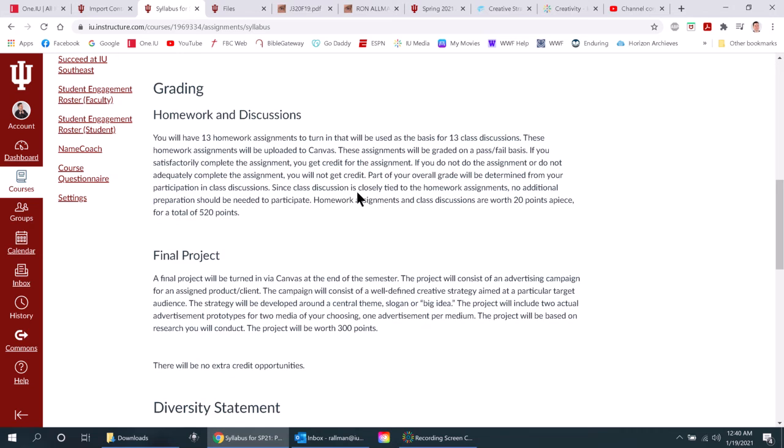Next week, target audiences. The week after that, I believe, is research. Then it's strategy statements. Then it's the big idea. And then the course shifts away from strategy and into the different media. And we'll start with print.